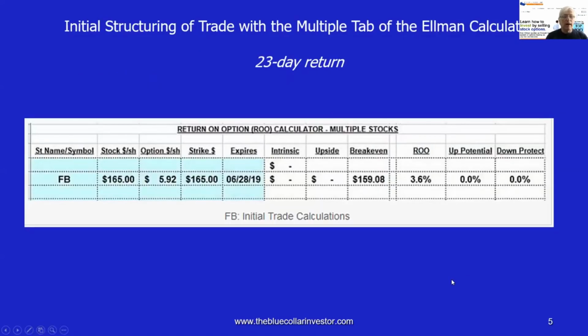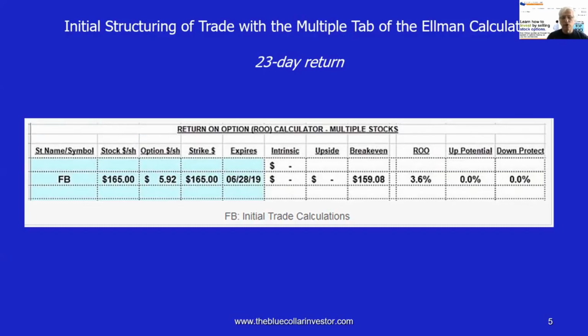Let's first have a look at how Mazen structured his initial trade. Remember, this is a 23-day return. So Facebook purchased at 165. The at-the-money 165 call was sold for $5.92. That represented a 23-day initial time value return of 3.6%. No chance of any upside potential because we're agreeing to sell it for the same price it's currently trading. So if the price moves higher, we do not participate in that additional share appreciation.